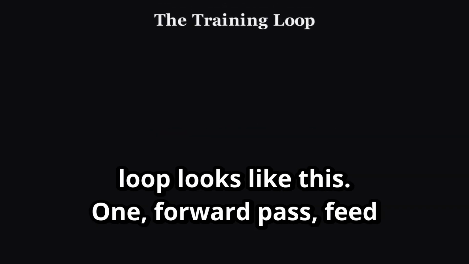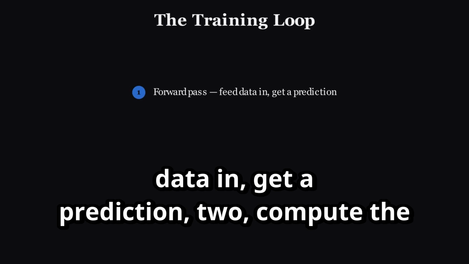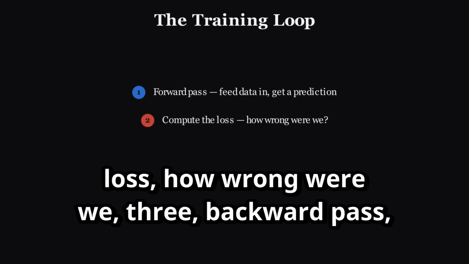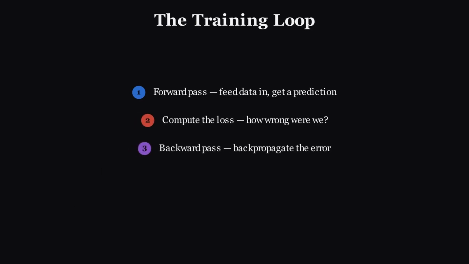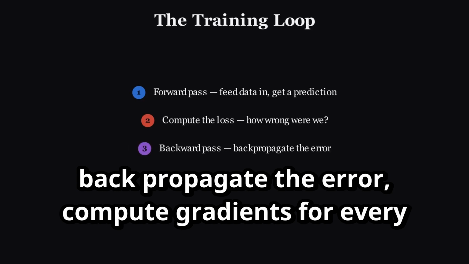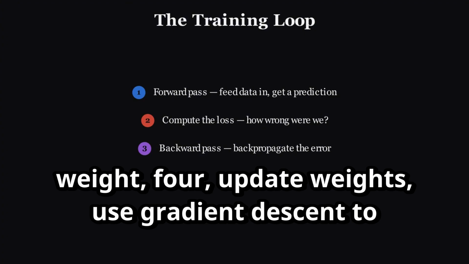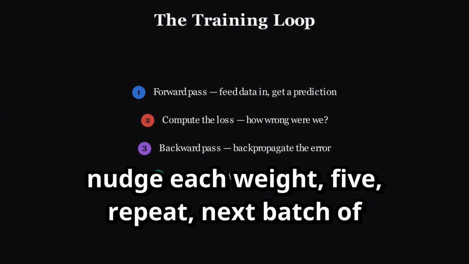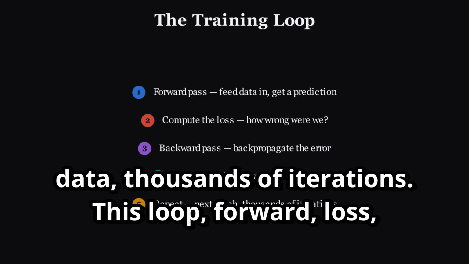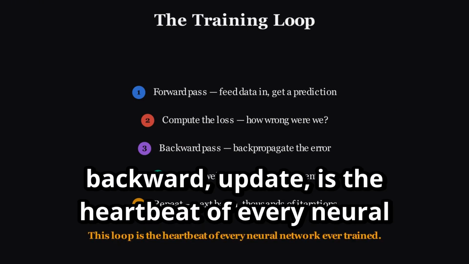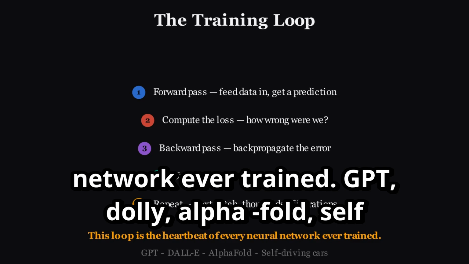1. Forward pass. Feed data in, get a prediction. 2. Compute the loss. How wrong were we? 3. Backward pass. Backpropagate the error. Compute gradients for every weight. 4. Update weights. Use gradient descent to nudge each weight. 5. Repeat. Next batch of data. Thousands of iterations. This loop, forward, loss, backward, update, is the heartbeat of every neural network ever trained.